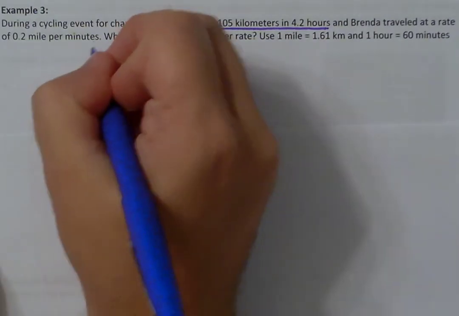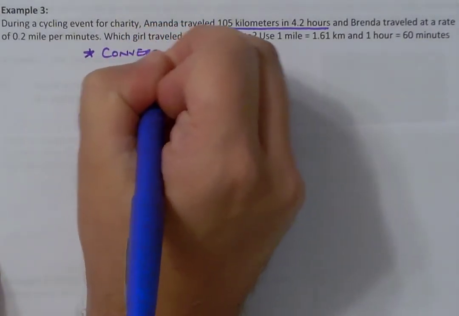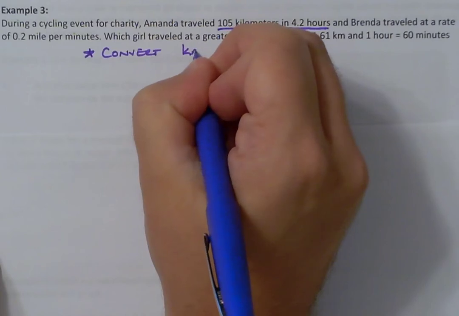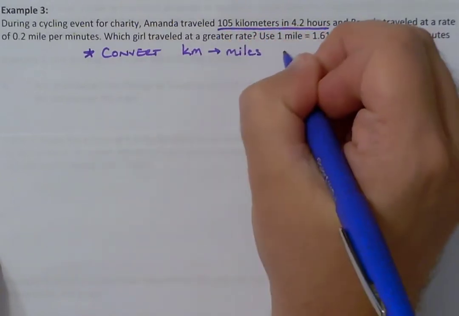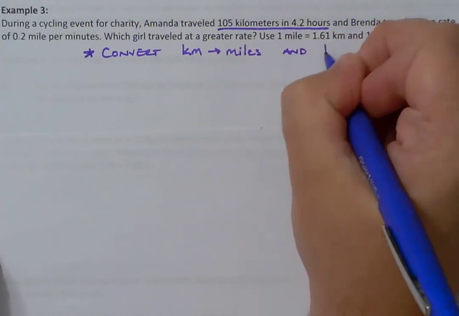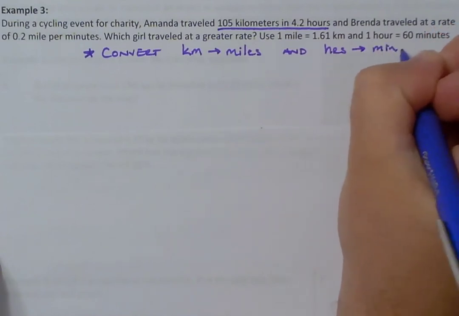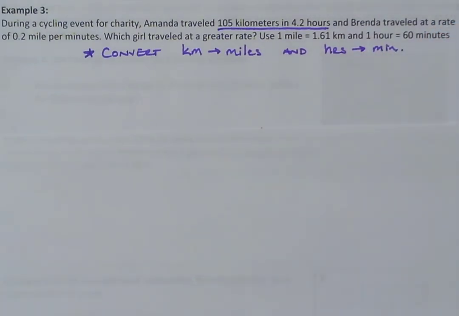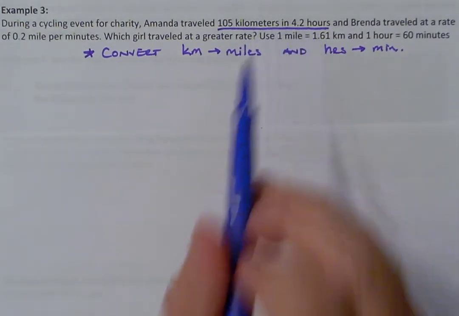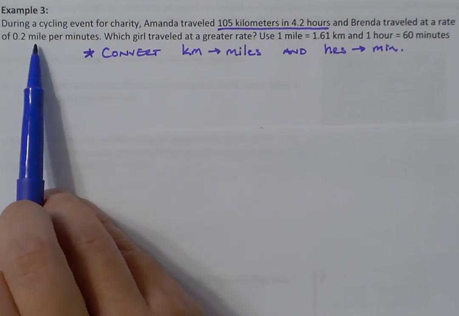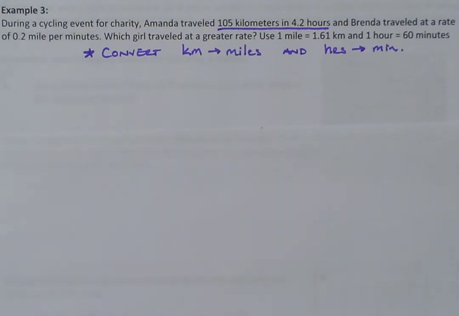And what we're going to do for this problem is convert kilometers to miles, and convert hours to minutes. So that's our goal: I need to change this to miles and I need to change this to minutes. By doing so, we would end up with miles per minute, the rate that Brenda has. And then we can compare and see which one was faster.